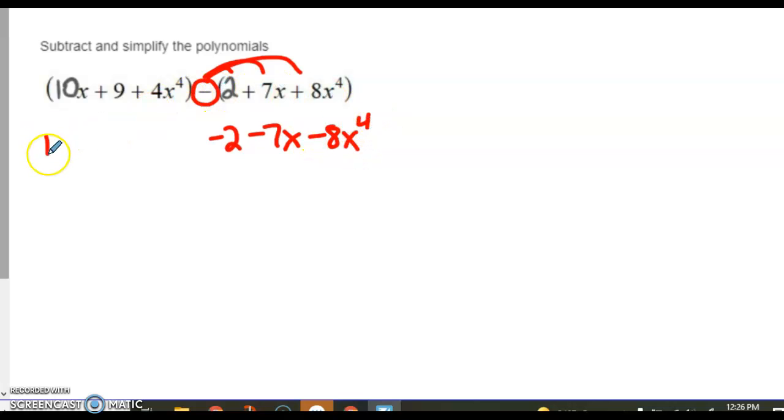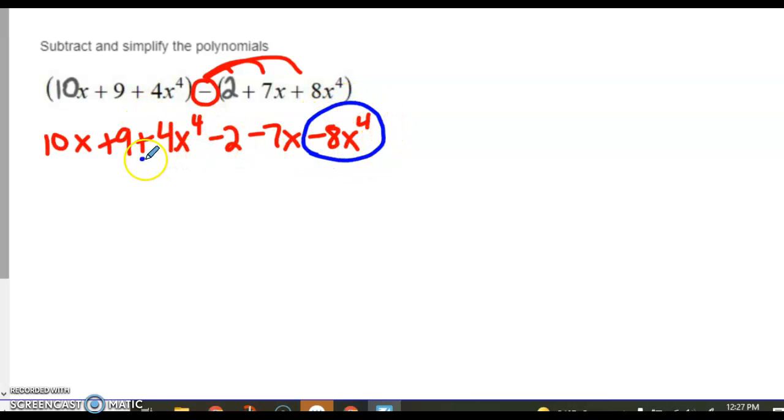Now, it's not always the case that they all end up negative. You just want to change the sign. And it just so happened that they all were positive to begin with, so they all changed to a negative. But if I had a negative to begin with, I would want to make sure that I change it to a positive. And now we're going to combine our like terms.